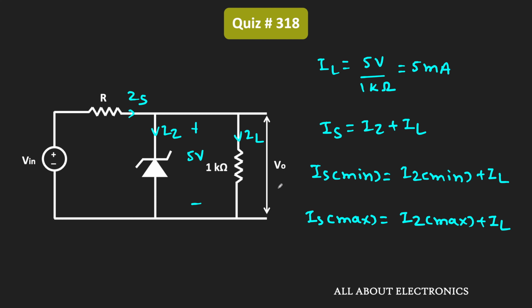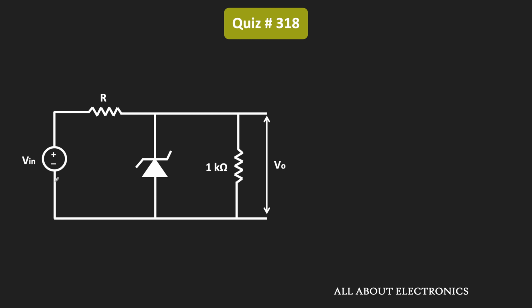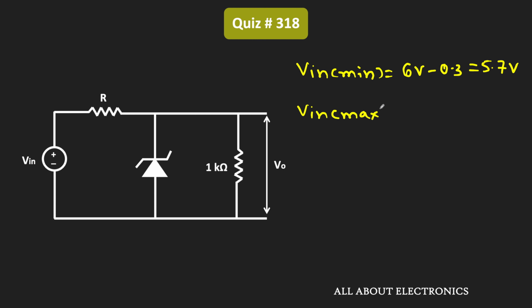Apart from that, here we have been given that the nominal input voltage is equal to 6 volt and it may vary by plus minus 5%. That means V in minimum will be equal to 6 volt minus 0.3 volt, that is equal to 5.7 volt. Similarly, this V in maximum will be equal to 6 volt plus 0.3 volt, that is equal to 6.3 volt. So due to the 5% variation, the input voltage may vary between 5.7 volt and the 6.3 volt.